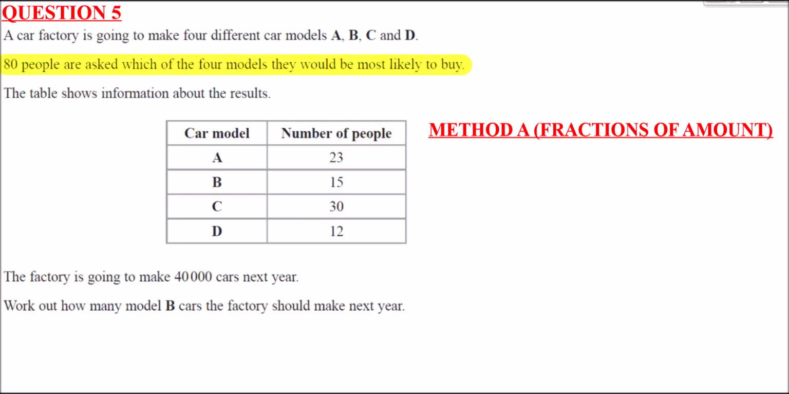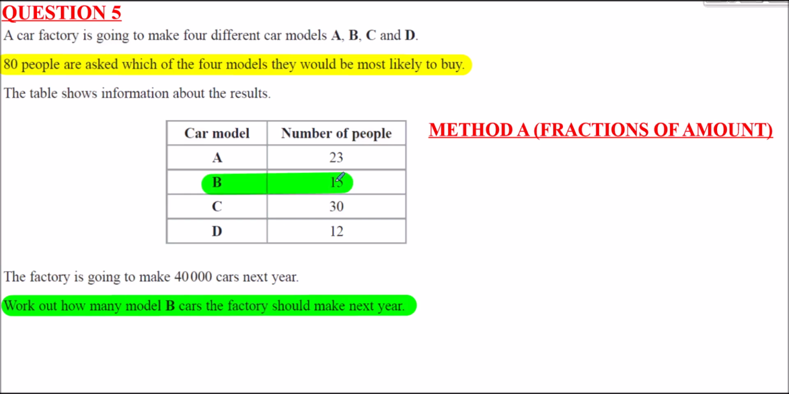So 80 people were asked what model car they'd be most likely to buy. We're interested in how many people would choose Model B, because we're wanting to think about how many Model B cars the factory should make. And 15 people said they'd go for a Model B car. So 15 out of 80 people chose Model B. That fraction has to be the company's best estimate of the proportion of the population that might buy these 40,000 cars in total.